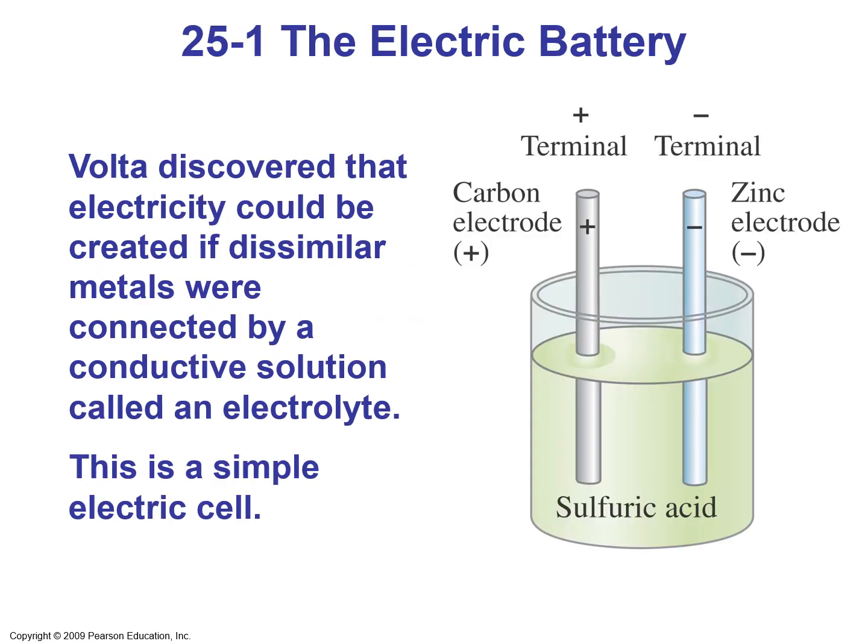Section 1. The electric battery. Volta discovered that electricity could be created if dissimilar metals were connected by a conductive solution called an electrolyte. This is a simple electric cell. On the right we see two electrodes, one from carbon containing the positive charge and the other from zinc with the negative charge, inside sulfuric acid. If we connect these two terminals to a voltmeter to read the voltage between them, we will see there is a difference in electric potential.